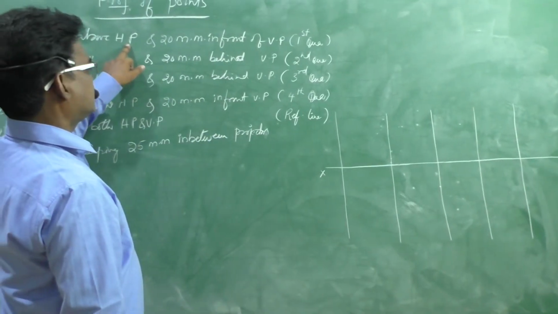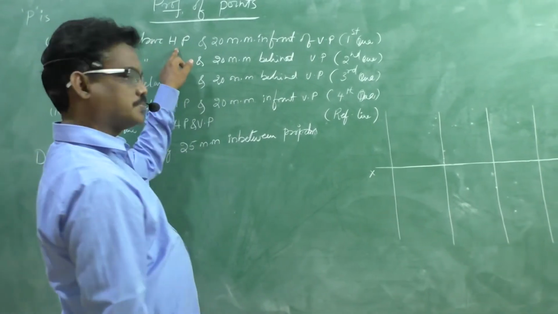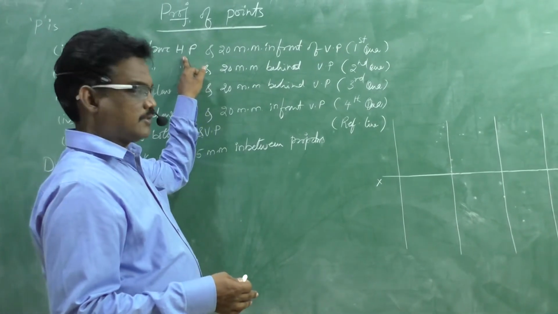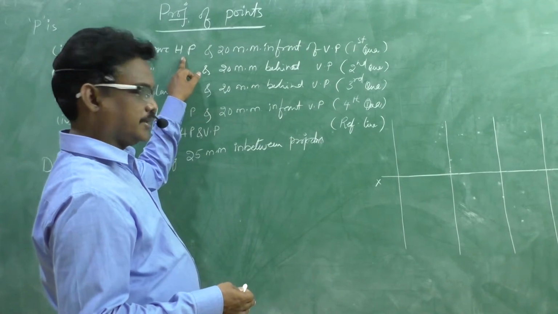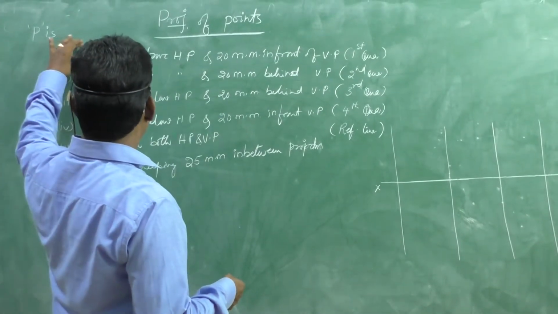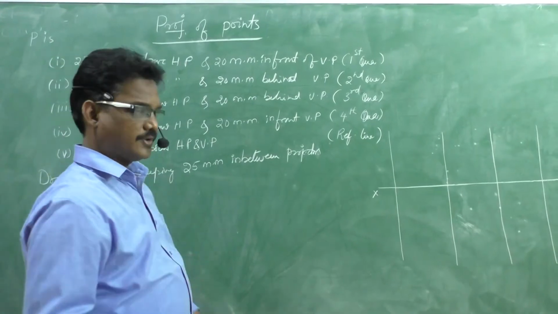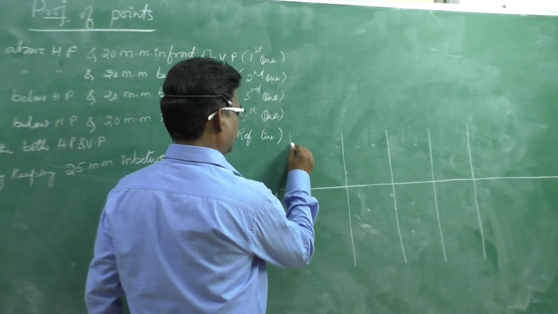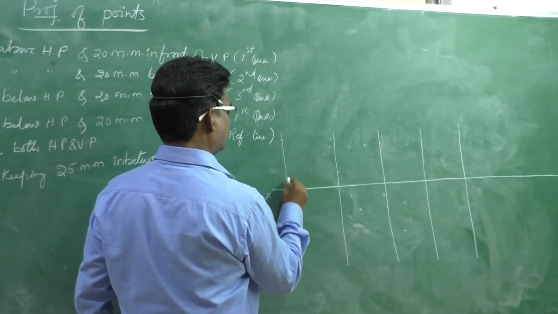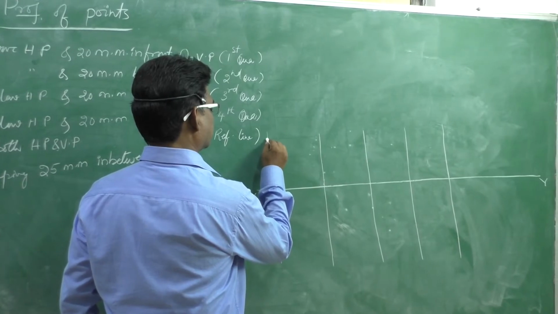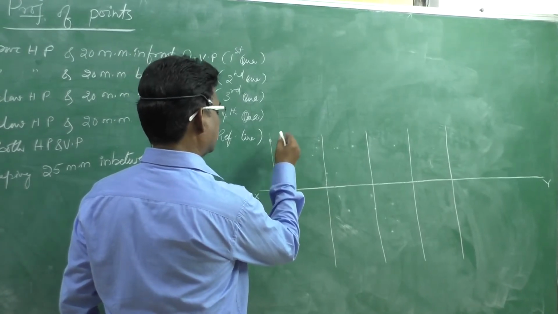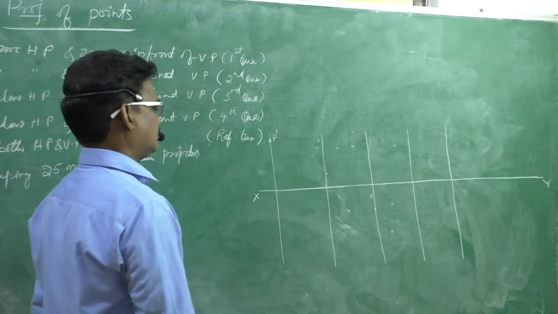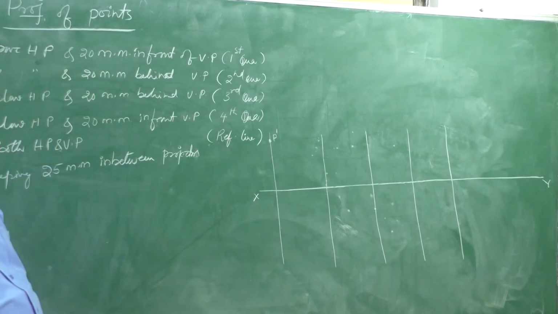25 mm above HP. If it is above HP, it is visible in the front view. The front view is obtained on the VP, and above HP, this distance is also visible in the front view. Therefore, we need to keep 25 mm here to here. Let it be 25 mm, and we need to mark the respective point, and it is the front view. For the front views, I will use dashes. That is P dash.